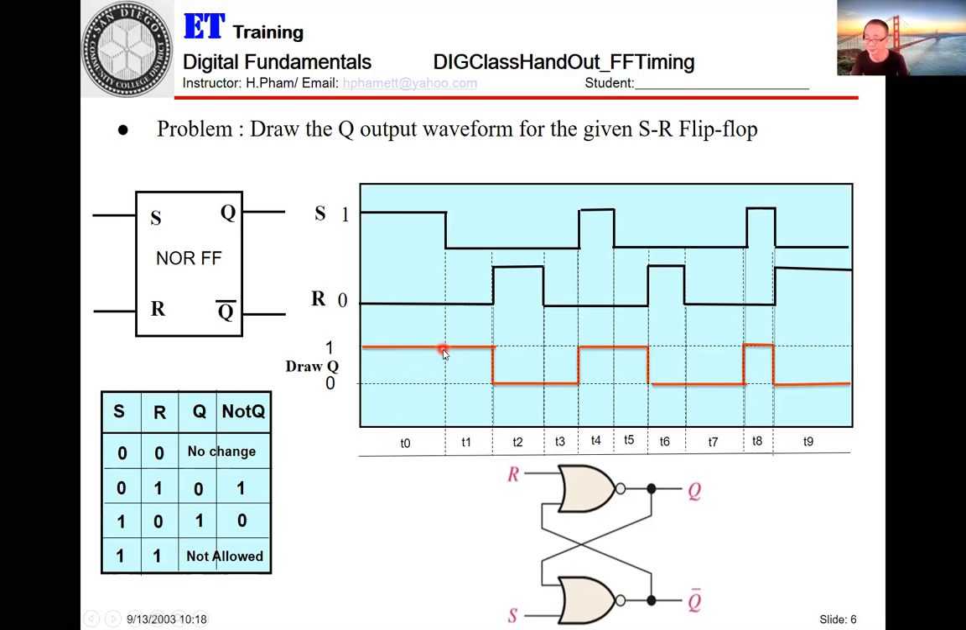At T0, 1 0 gives 1. Now, what happened at T1? What is S, what is R? At T1, what does S equal? S goes low, R is low, so there's no change. No change, correct. That means it was 1 here, so it has to be 1.